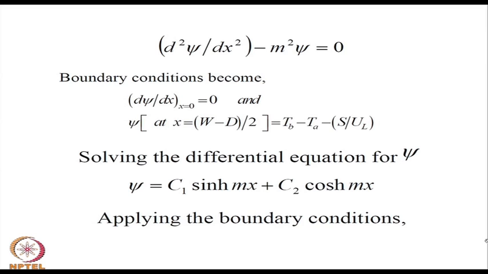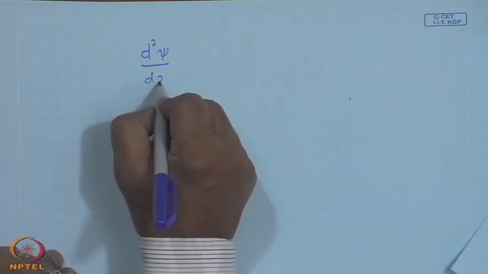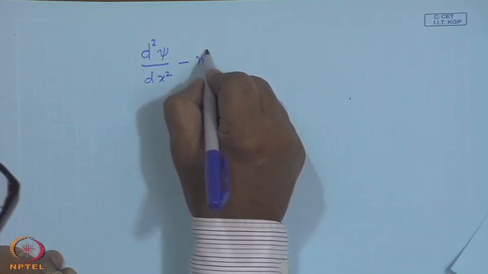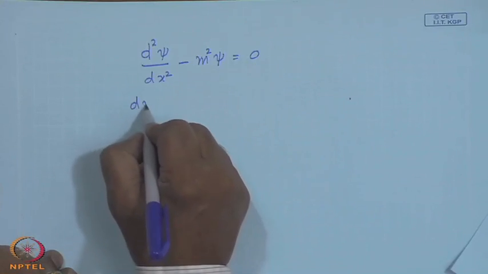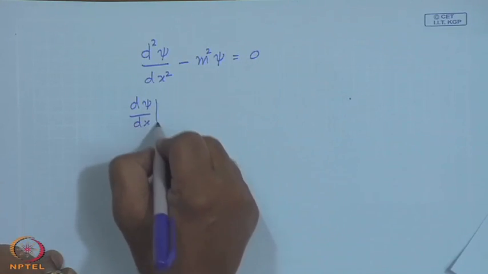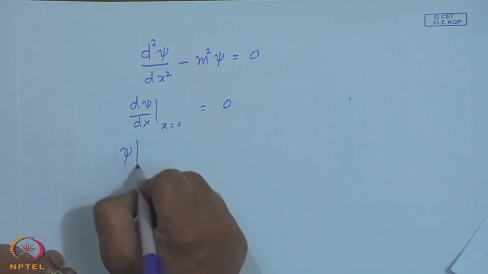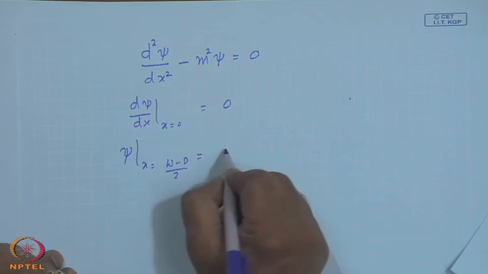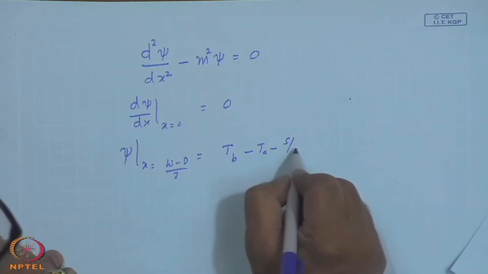So, this simplifies to an equation d squared psi by dx squared minus m squared psi equal to 0, with d psi/dx at x equal to 0 as 0, and psi at x equal to W minus d by 2 should be equal to T at the base minus T a minus S upon U L.